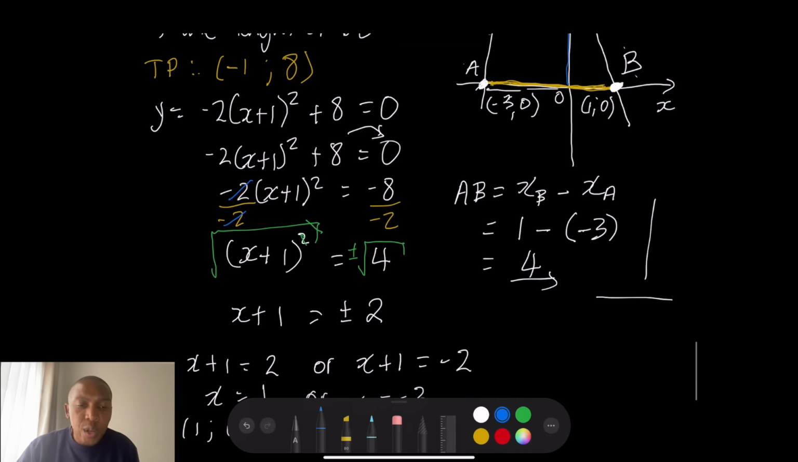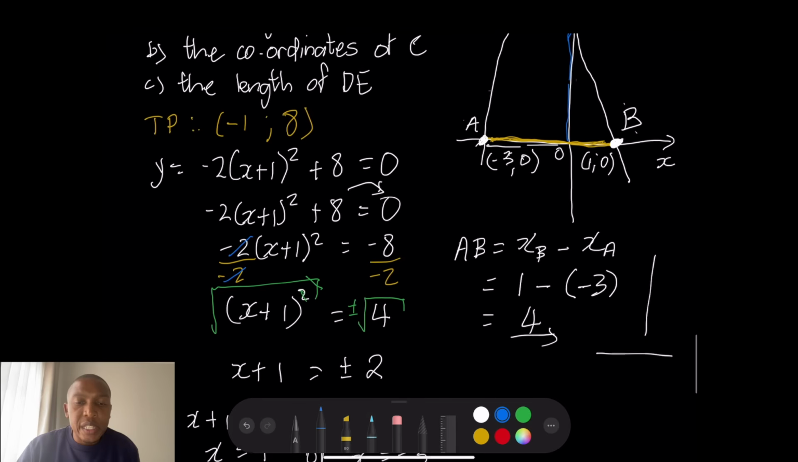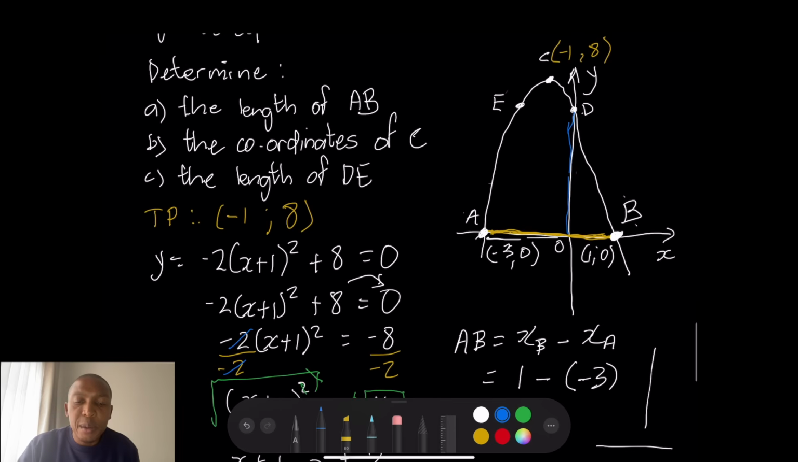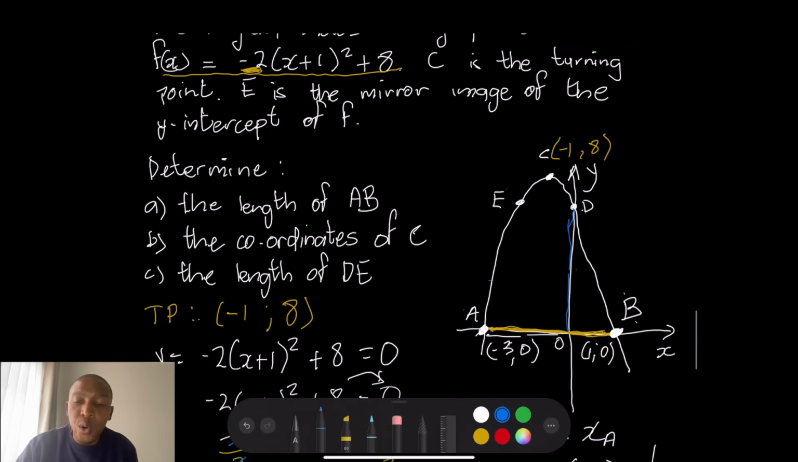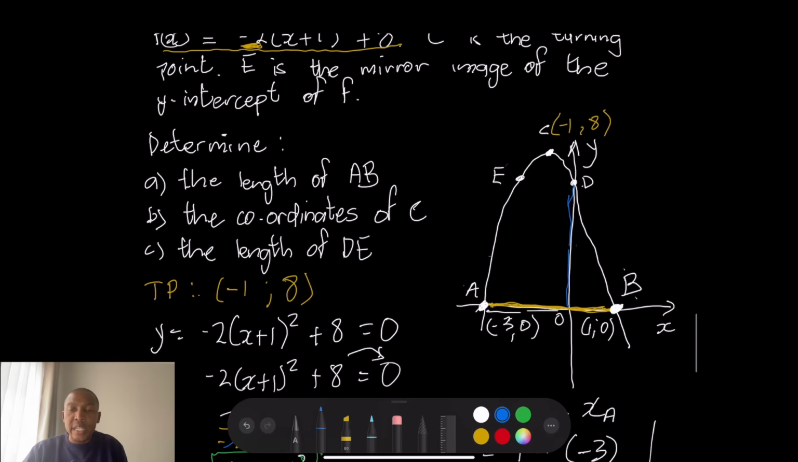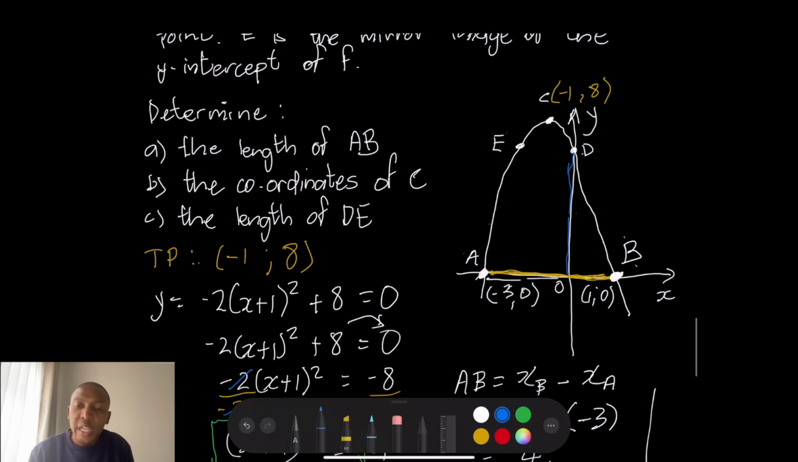Right, so now we were looking for the distance AB, and then they say find the coordinates of C. Guess what? We've already found them. This is the advantage of having the standard form, or rather the format of the parabola given to us in this particular way, that we can get the turning point quite easily. So to answer number 2, there's our turning point over there. The coordinates of C are (-1, 8).